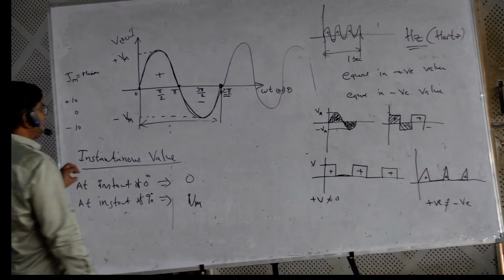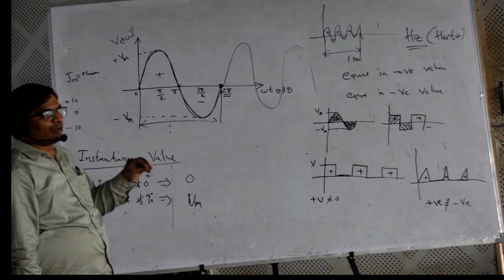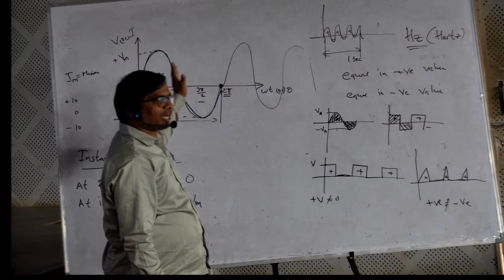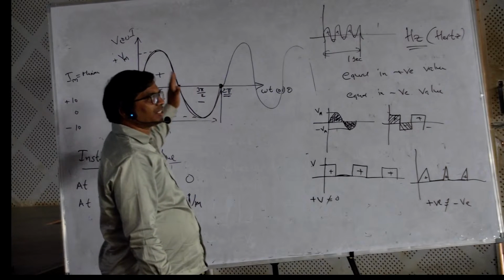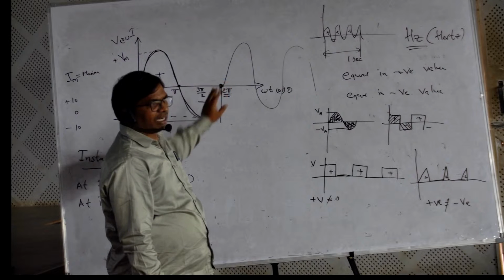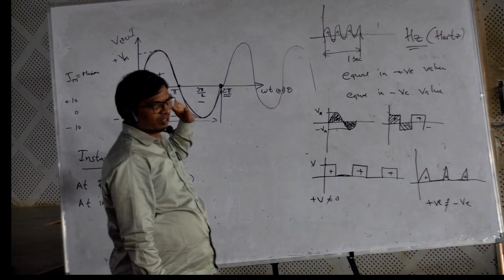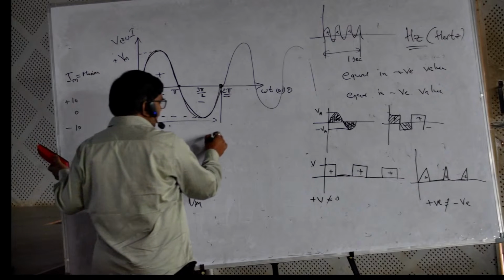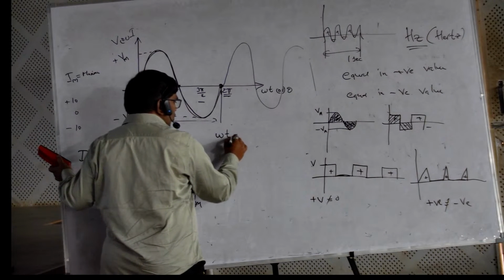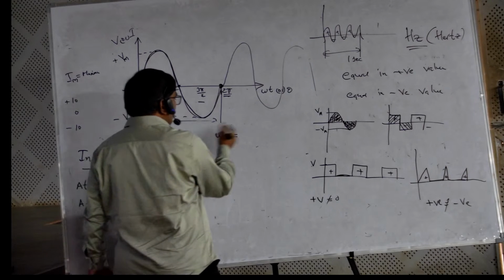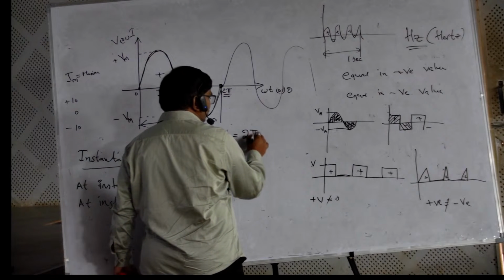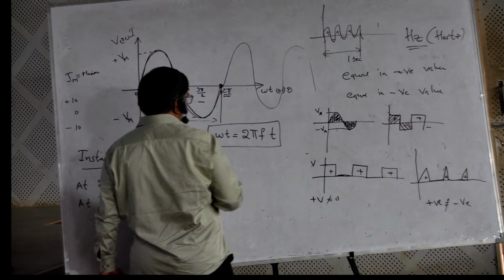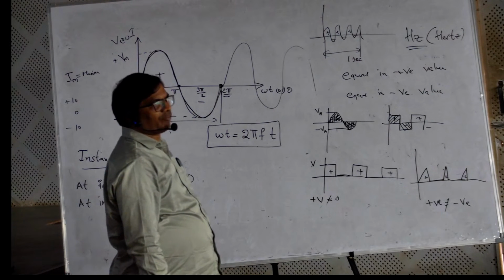Okay, so instantaneous value means the value or the magnitude of the waveform at any instant of time or at any instant of angle, theta or omega t. Okay, right. So here I am already writing omega t. Omega t can be written as 2 pi f t. This is one formula, kindly note this down. Omega t is equal to 2 pi f t.